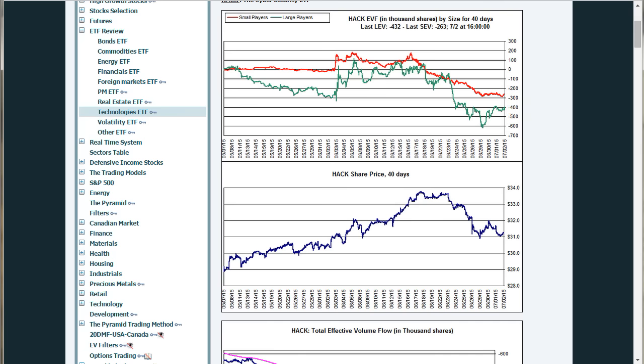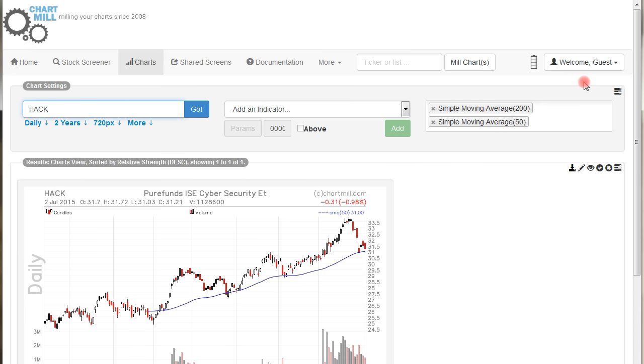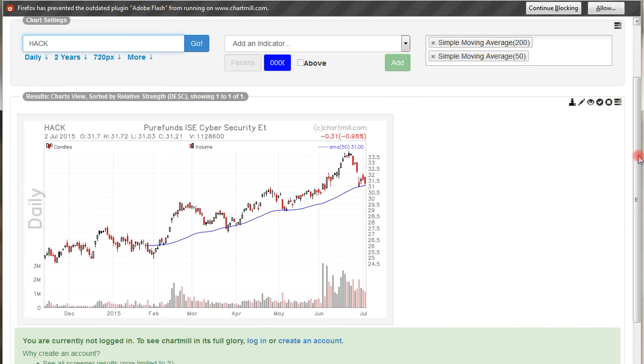We can go and look at the price chart. Let's go to HACK. Okay, so you can see that HACK now is pulling back on its 50 MA. So it could be interesting, but it is not there yet.